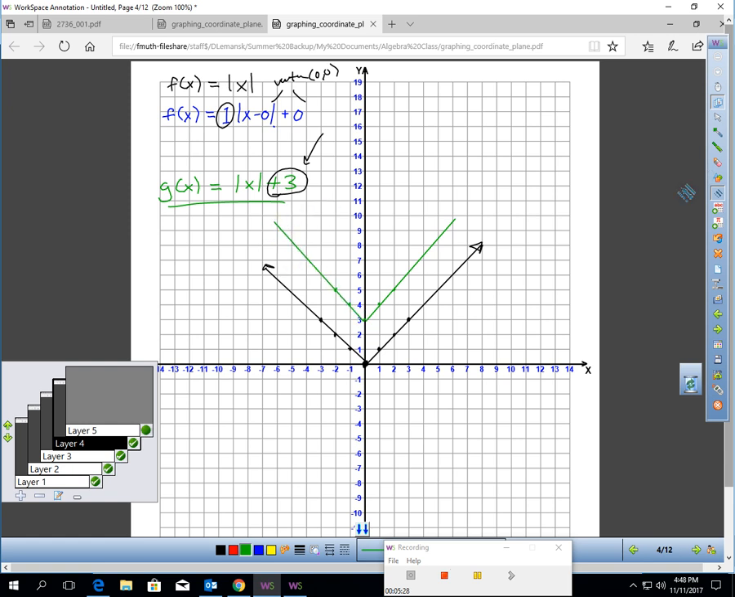This is why I'm saying we should do this stuff without a calculator. I don't need it. This is telling me take that graph and move it up 3. Okay?